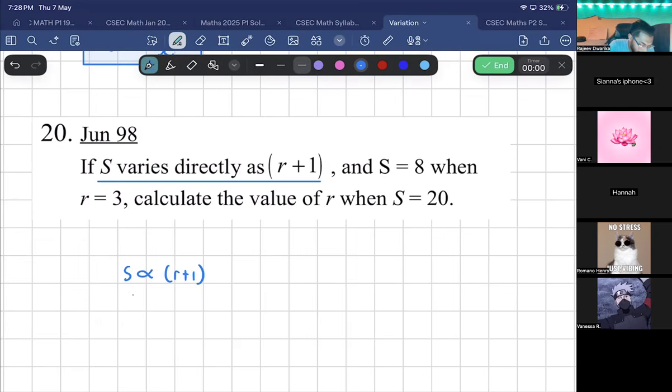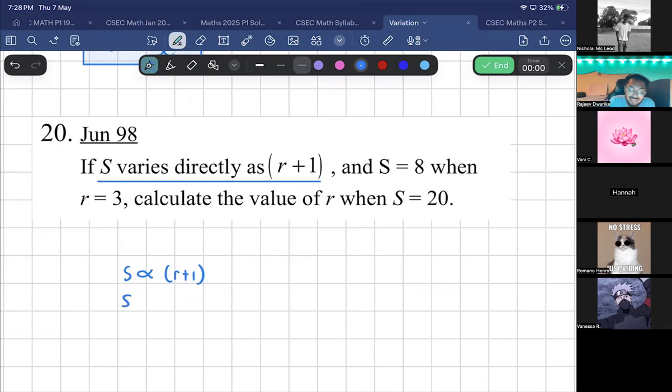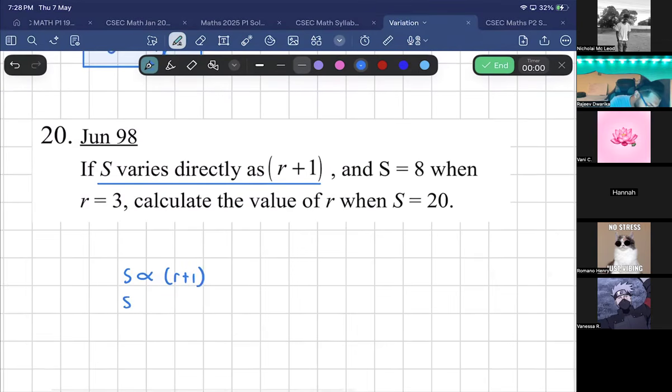So Hannah, S is proportional to R plus 1. What is the next step going to look like? S equals K brackets R plus 1.